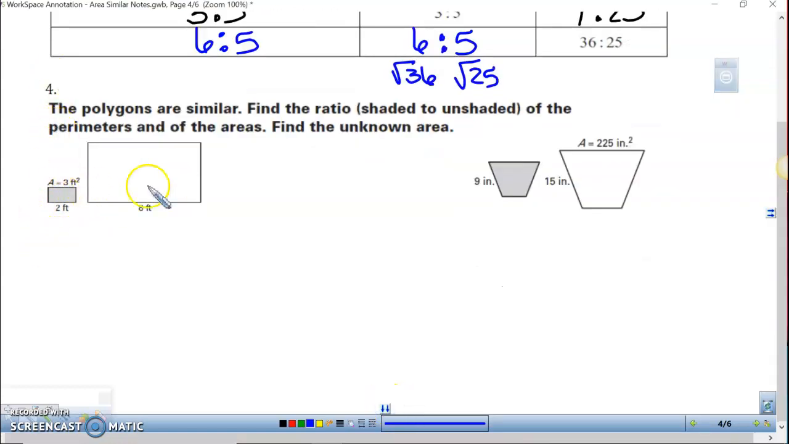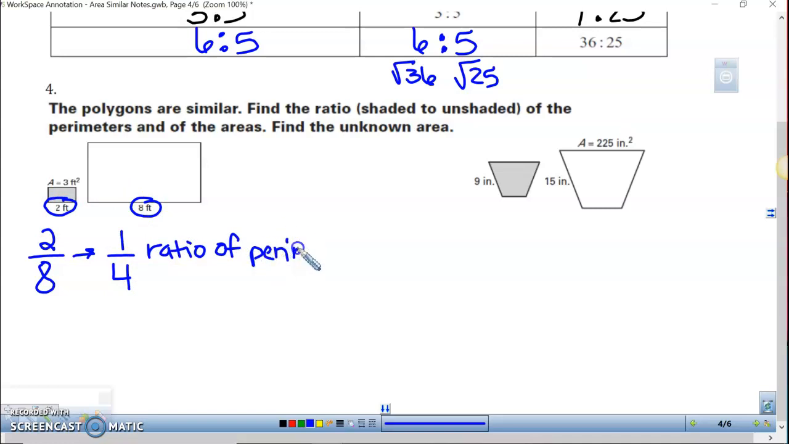Okay, number 4, it's telling you they're similar. Find the ratio of shaded to unshaded of the perimeters and the areas. Well, look, they're giving us corresponding side lengths. So if I say, okay, these guys correspond, now if I reduce that, and again, these are just side lengths, so this is my ratio of my perimeters, okay? If I wanted to find the ratio of the areas, I would have to square this. So 1 squared is 1, 4 squared is 16. So 1 out of 16, this is my ratio of the areas.